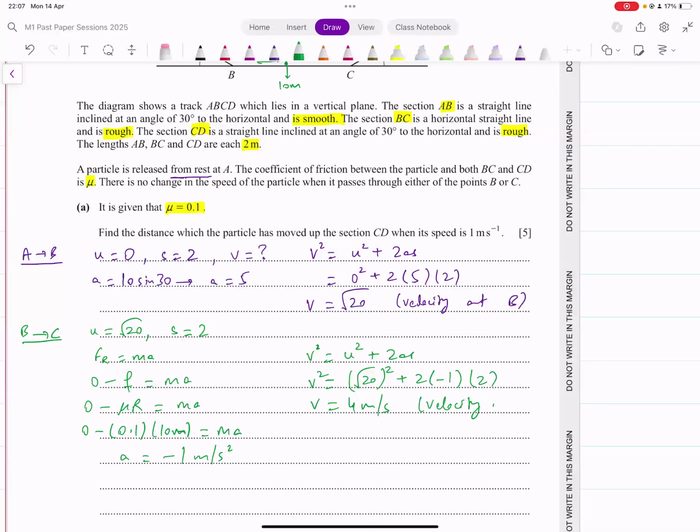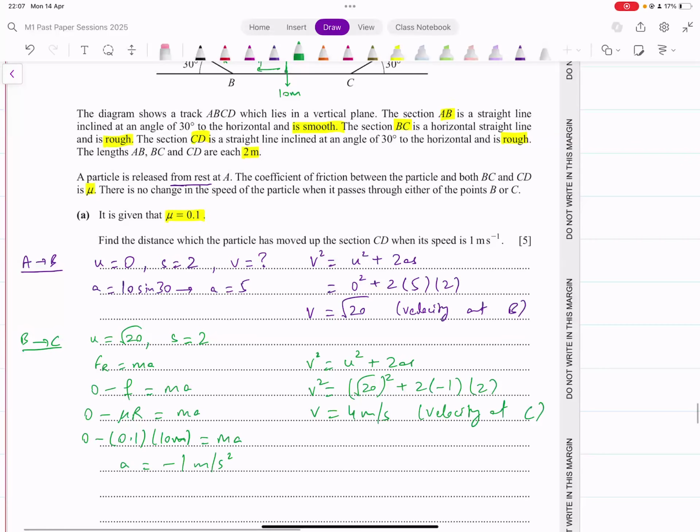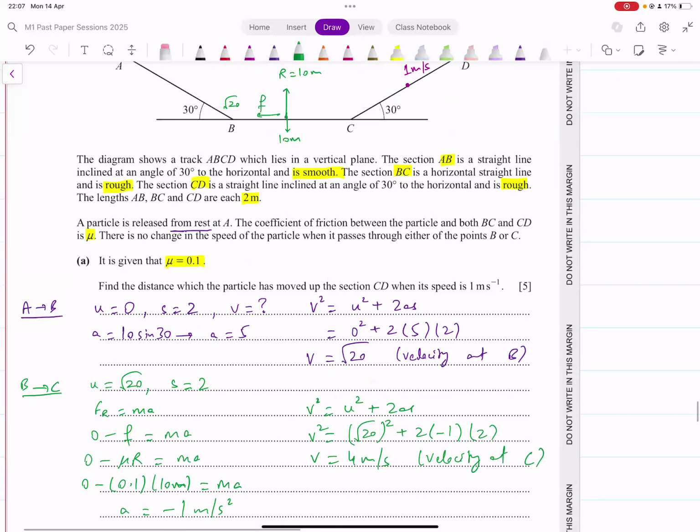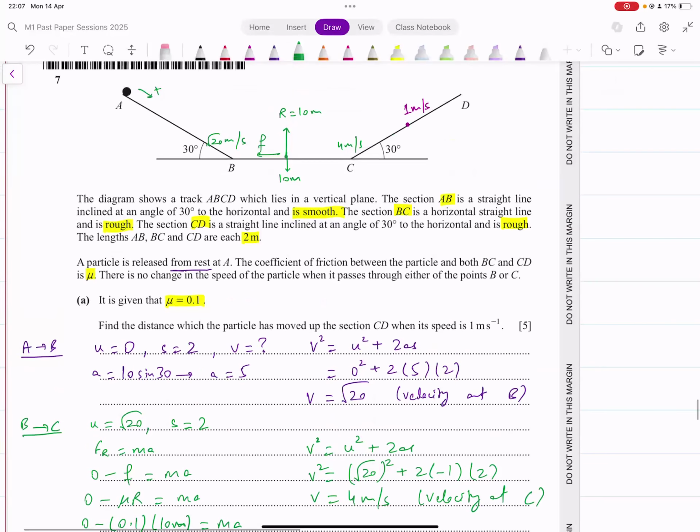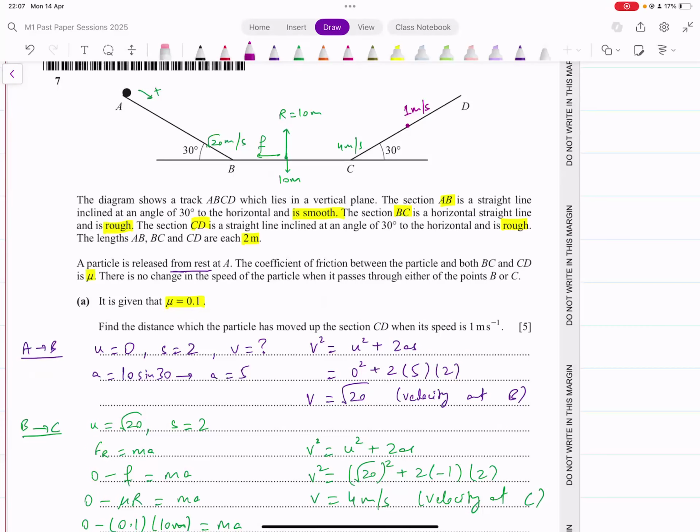This is the velocity of the particle at the point C now. This is 4 meters per second. So at the bottom of that hill, the velocity is given to be 4 meters per second. That's the velocity at the bottom of the hill. Now we consider this part of the journey from C on.